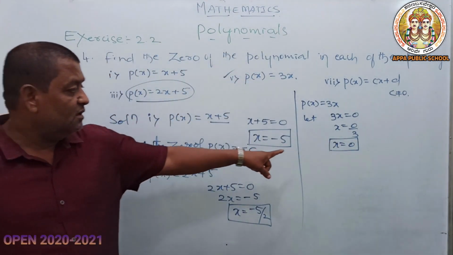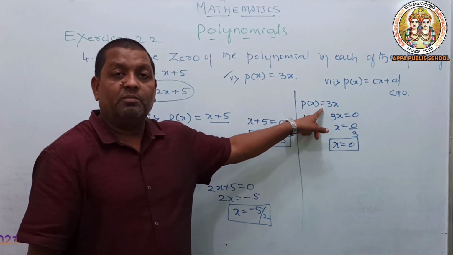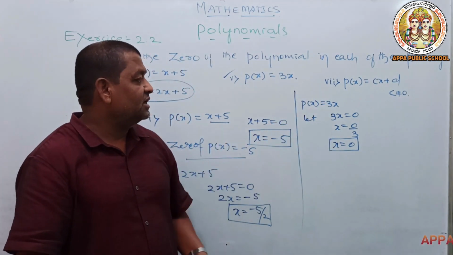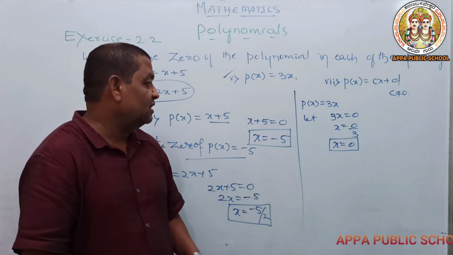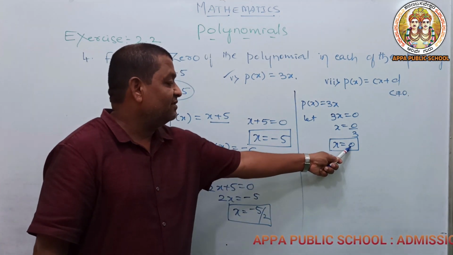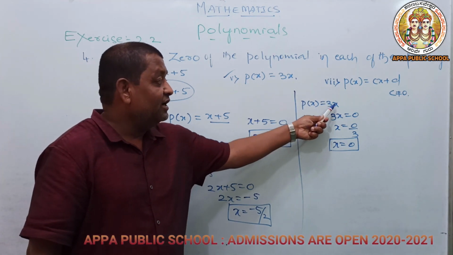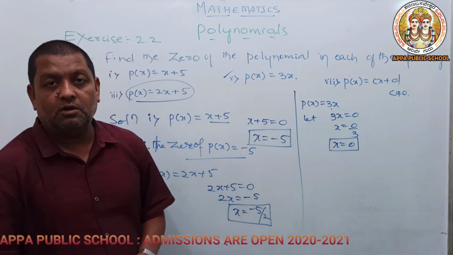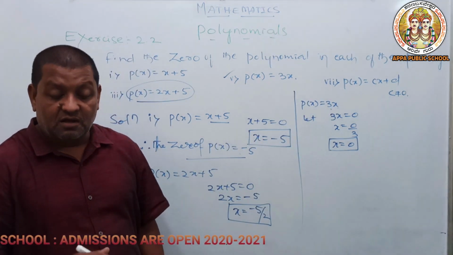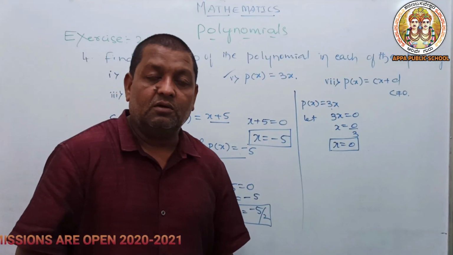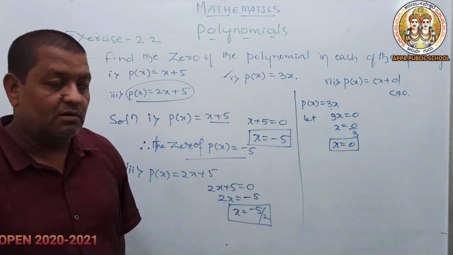So this is the 0 of the polynomial. You can go back and check whether it is 0 or not. Substitute the value x is 0 in this polynomial. Definitely 3 into 0 is 0. So that is our answer. That is our verification of whether the answer we found is correct or not.